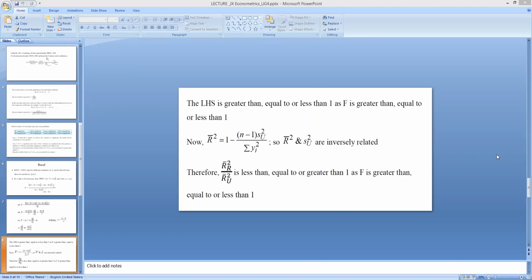Capital R square is equal to 1 minus RSS by TSS. Everybody could do it? Now, if you consider R bar square instead of R square, what will happen? You have to deflate RSS and TSS by their respective degrees of freedom.